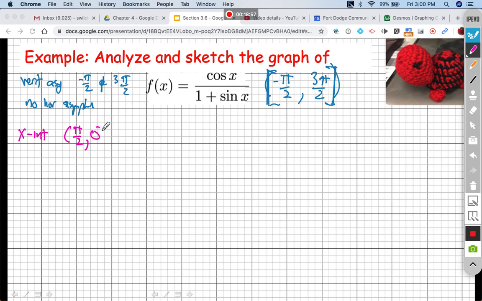Oh, no, that's 0 now. My y-intercept, I plug in 0 for x. Cosine of 0 is 1. Sine of 0 is 0. So this is going to be the point (0, 1) is my y-intercept.